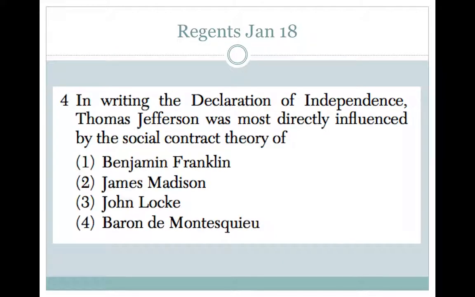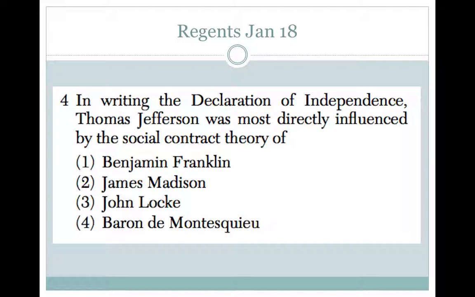From the Regents, January 2018, we get a multiple choice question that says, in writing the Declaration of Independence, Thomas Jefferson was most directly influenced by the social contract theory of. Now, we have to eliminate two of the options. So why don't we take out two people that were not there during the Enlightenment era, right? So they're not one of the Enlightenment thinkers.